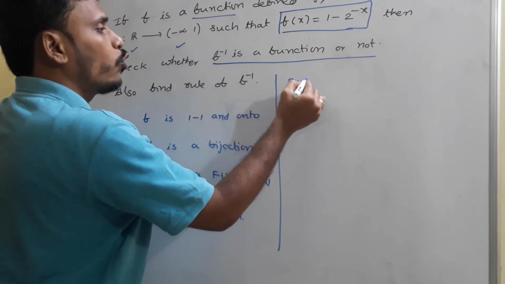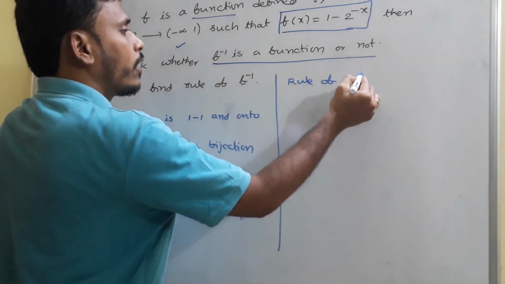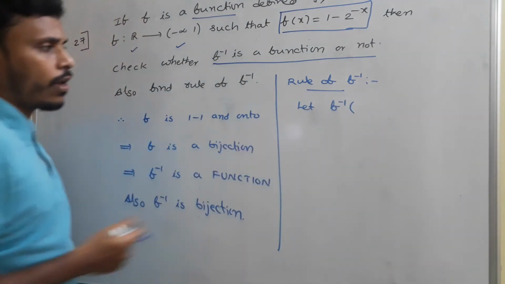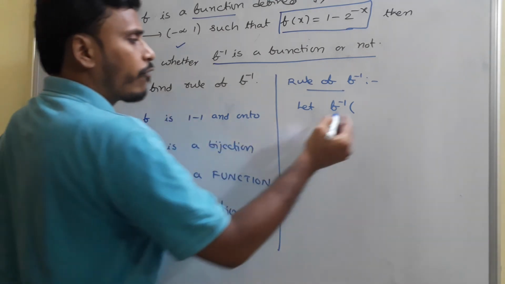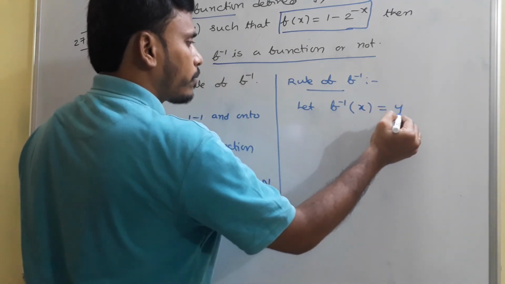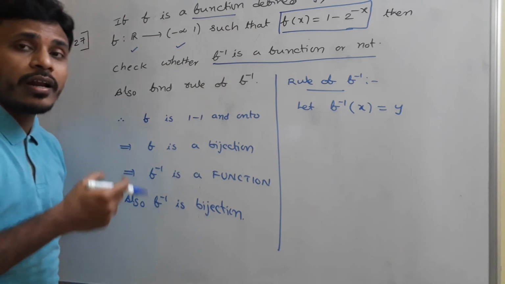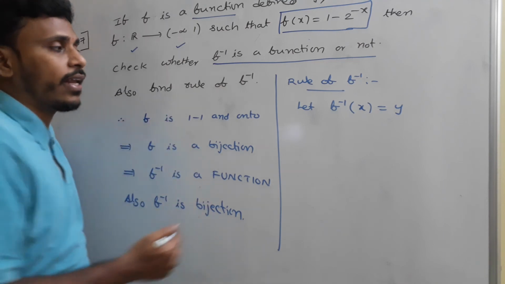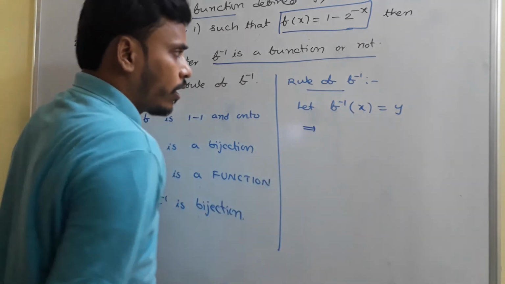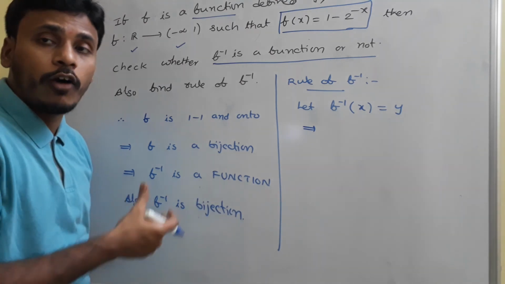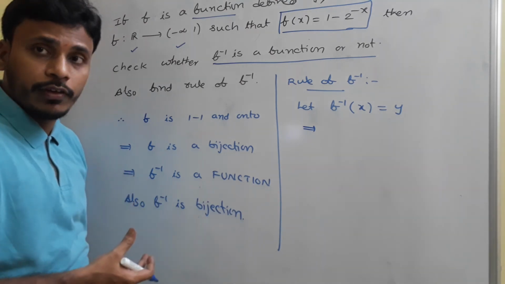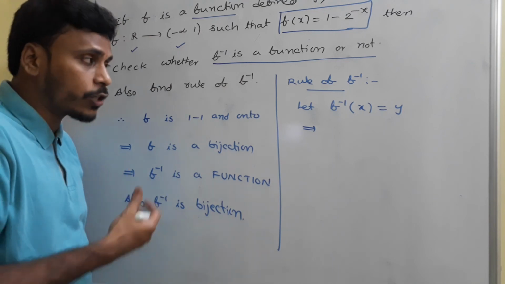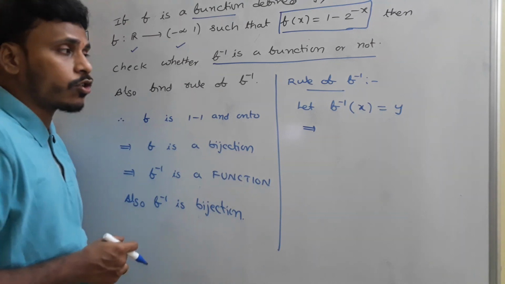Now to find the rule of f inverse, we need to let f inverse of x equal y. I am going to generate a rule for f inverse in terms of x. I don't know the rule, so I am initially taking it as y. So f inverse of x is equal to y. Just observe the way of generating the rule of f inverse. Usually we express functions in terms of x, and that's why we start our discussion with f inverse of x is equal to y.